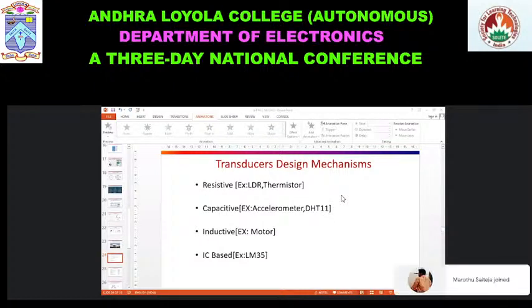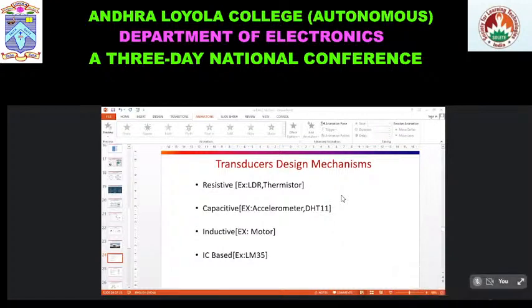Now, every one of you is using mobile phones. In that, we have the touch screen. Can anyone tell me, is it resistive or capacitive or inductive? Anyone? It is capacitance based.